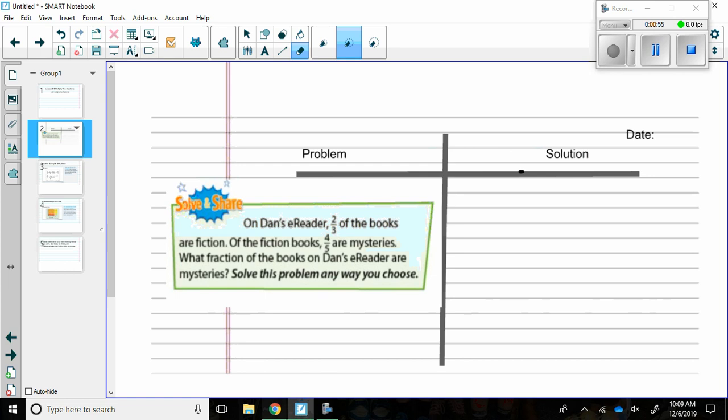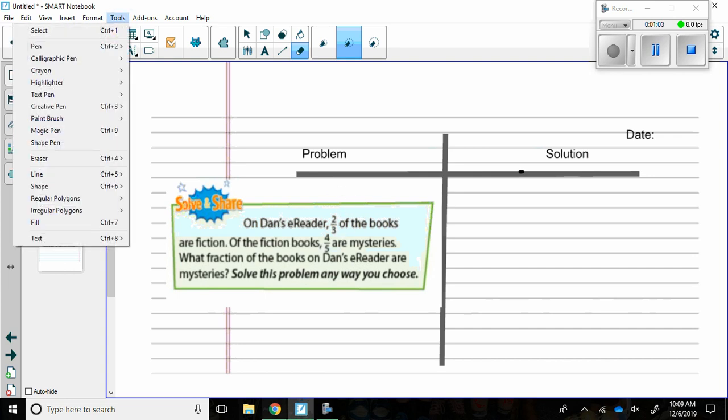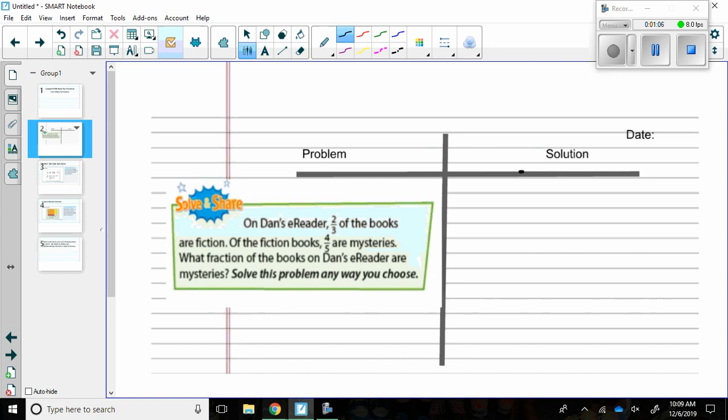Now I want to show you how I solve the problem. When I do this, I want to start with cubes. The first thing I want to do is circle the numbers. Let me start with my pen. Okay, I'm starting with 2/3, and I have 4/5. Next, I want to underline the question. What fraction of the books on Dan's e-reader are mysteries?